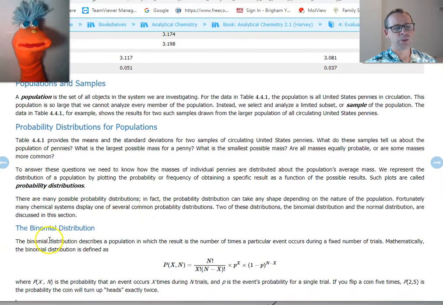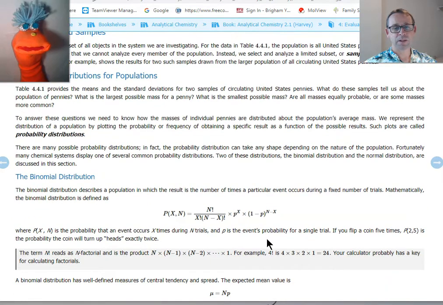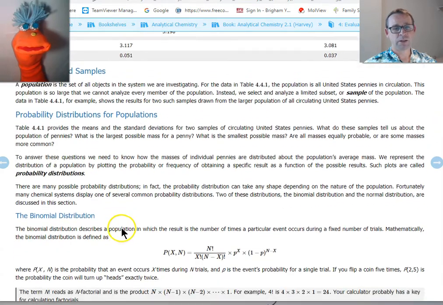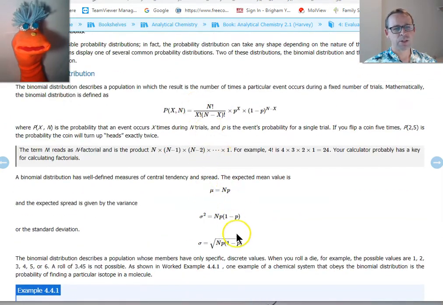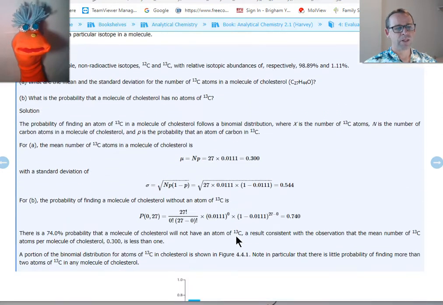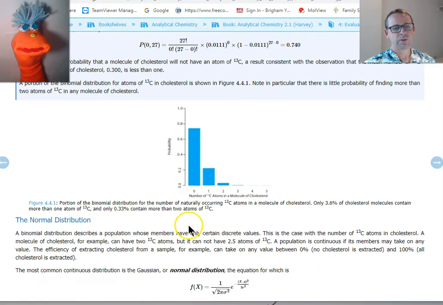All right. A binomial distribution, an example of a probability distribution, describes a population in which the result is the number of times a particular measurement or a particular value will be found within the population, right? And that's data from your sample. So, for example, now we're not going to look into any of these equations here, but the example here is the number of carbon-13 atoms in cholesterol.